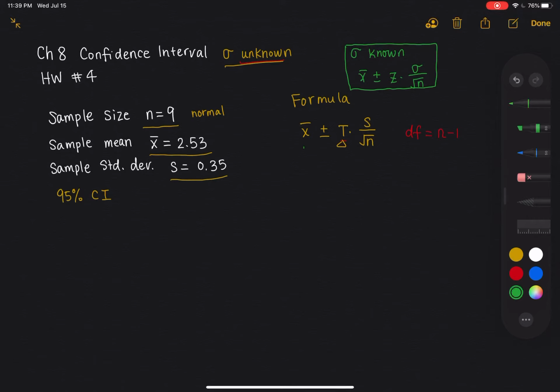We apply this formula and plug in. So what is x bar? 2.53. Plus or minus. You can subtract first or add first, it's fine, you need both anyway. So x bar, and now how do we find this t value? You will have to look at the t-table.